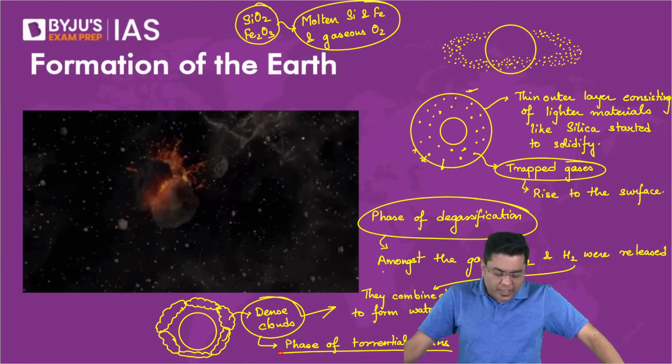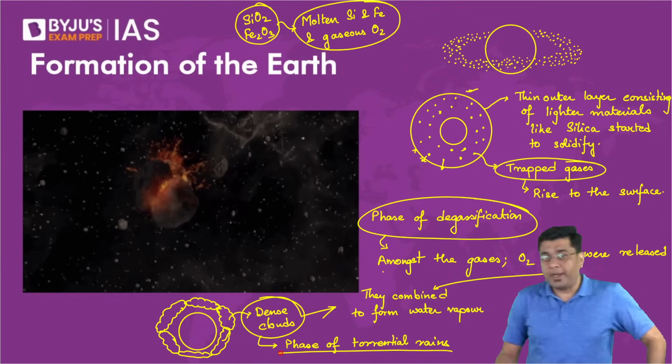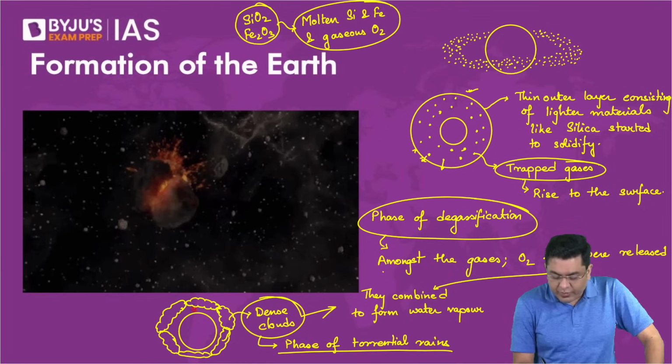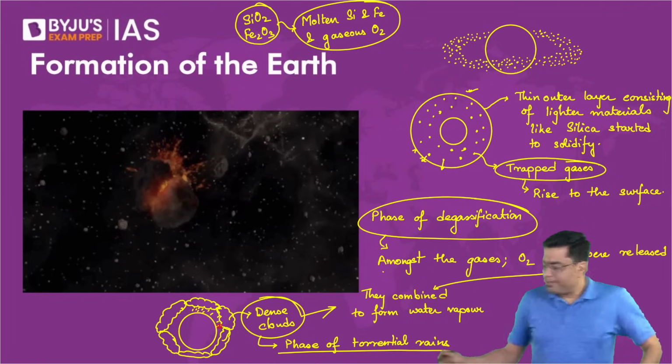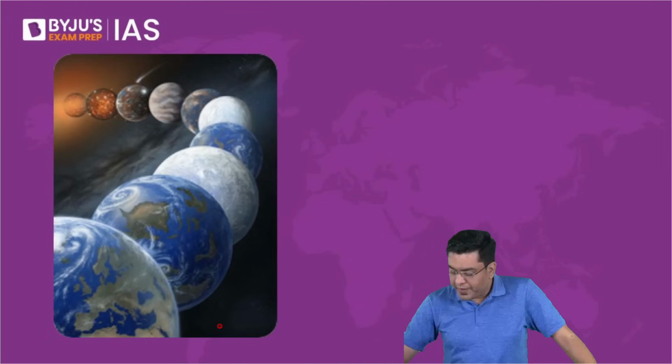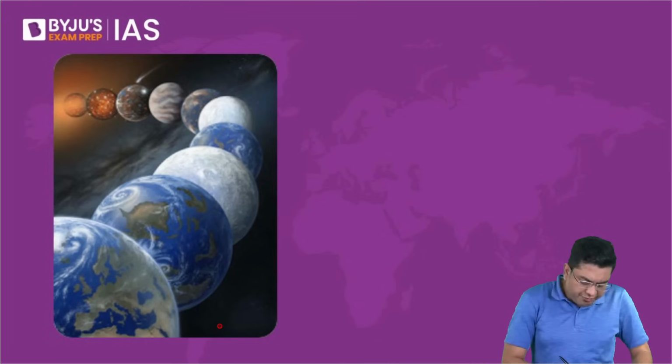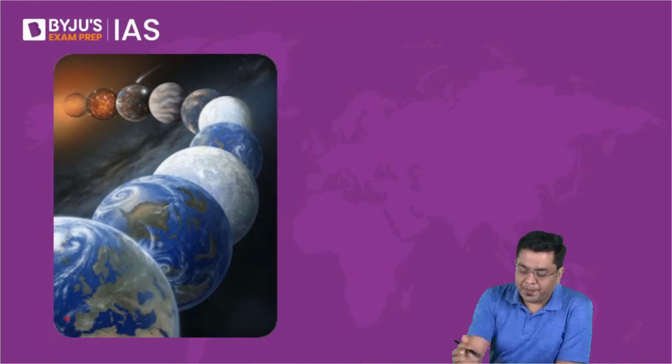Phase of torrential rainfall. This is the phase of torrential rain, when you had a lot of these dense clouds, they brought about heavy rainfall. Okay. Now, after this, we further develop this concept.